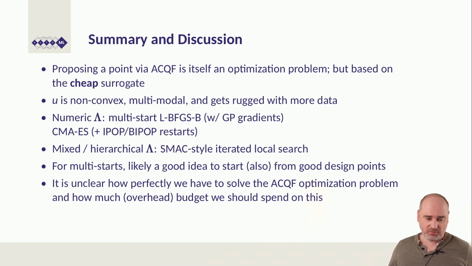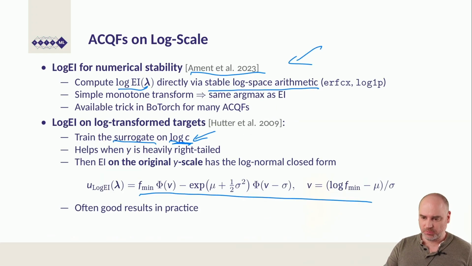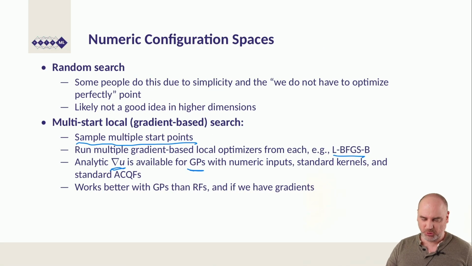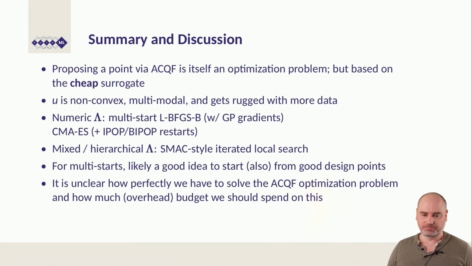For multi-starting, and I guess that relates to all of the techniques I just referenced, it's likely a good idea to start at least some of these multi-starts from good design points that you've seen in the past, because of exactly this structure here. Maybe these peaks are at least close to the design points, and it's a good idea to search from something. Maybe it's also a form of baking in a little bit more exploitation. It's a good idea to search around what we have evaluated before, at least for some of these multi-starts.